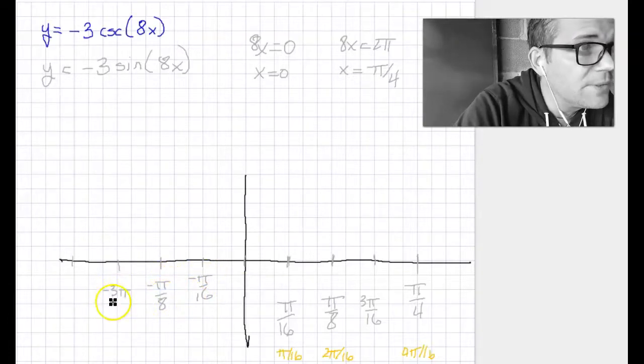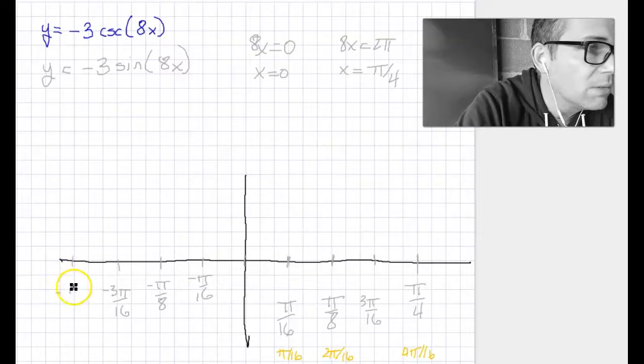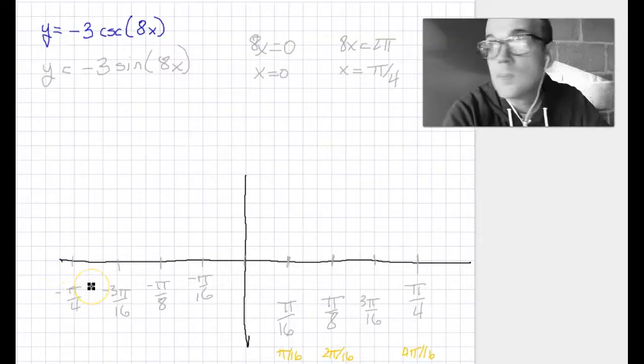When there's a phase shift, it's a little more complicated, but to be honest with you guys, I'm not going to ask you about any complicated phase shifts. I'm not going to. There's no reason to.